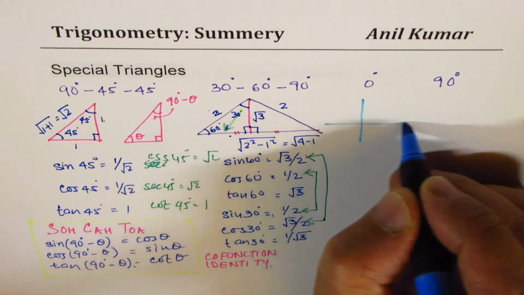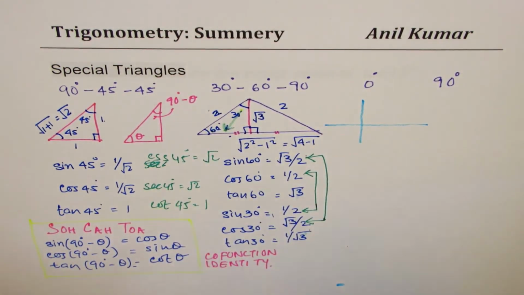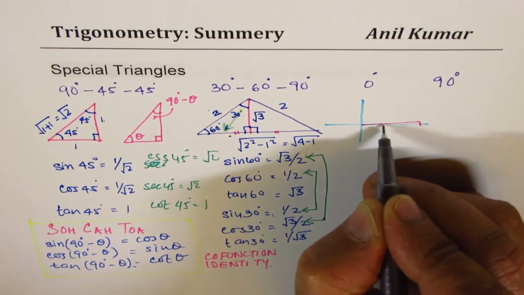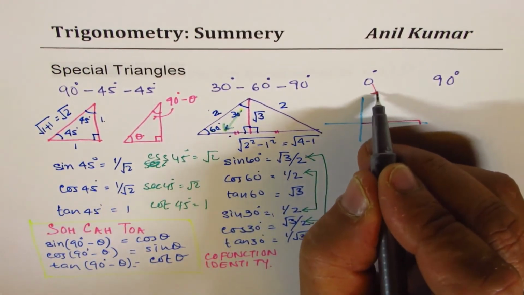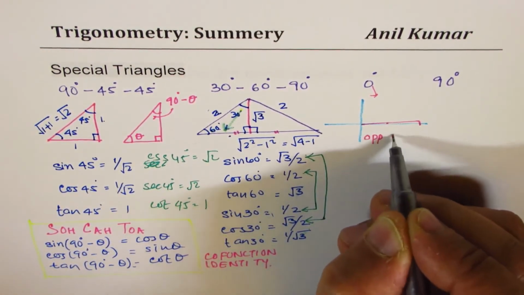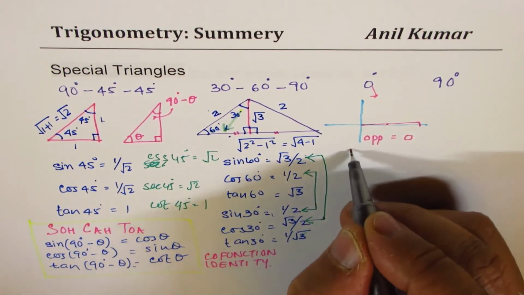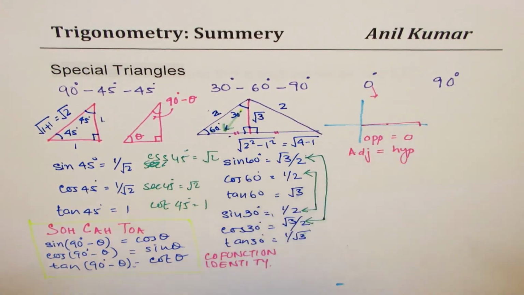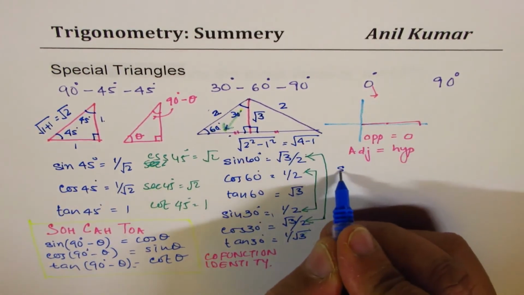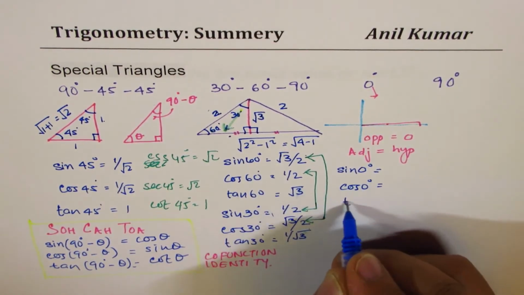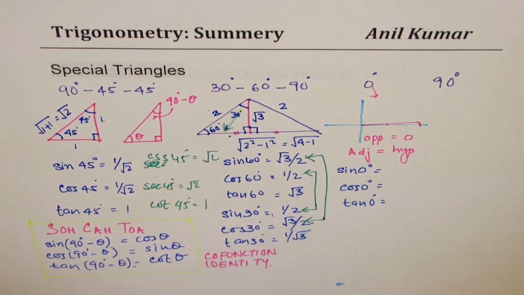So let's work out what 0 degrees is. Now if I try to make a triangle, let's say this is 0 degrees, right? So 0 degrees really means that the opposite side equals 0. Do you see that? And the adjacent side is equal to the hypotenuse. So in 0 degrees, that is a special case. If that is the case, then what is sine of 0 degrees equal to? What is cos of 0 degrees equal to? And what is tan of 0 degrees equal to?